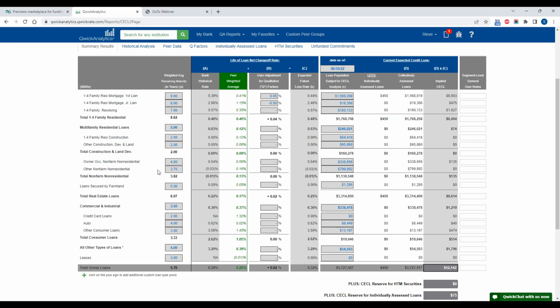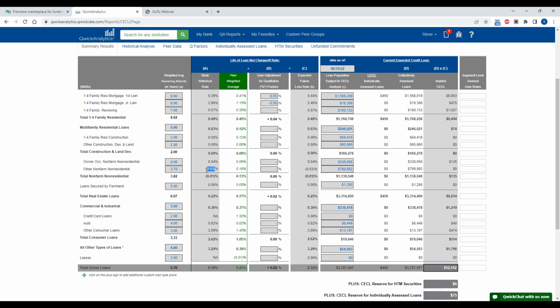So you take all that historical information to calculate the first big piece of the puzzle for CECL, and that is, what is our bank's historical lifetime or life of the loan loss rate on that particular pool? So for other non-farm, non-residential, this is an excellent example of using a lot of external peer data to help out. This bank hasn't had any losses. In fact, they've had net recoveries over the last 3.75 years in aggregate.